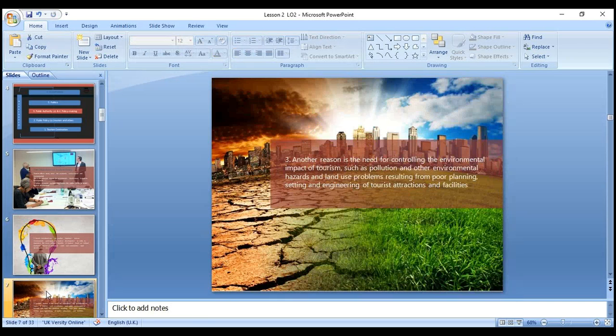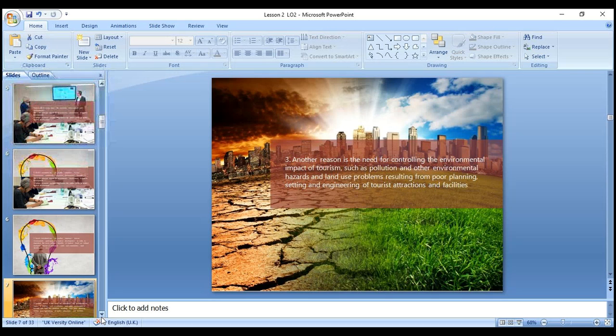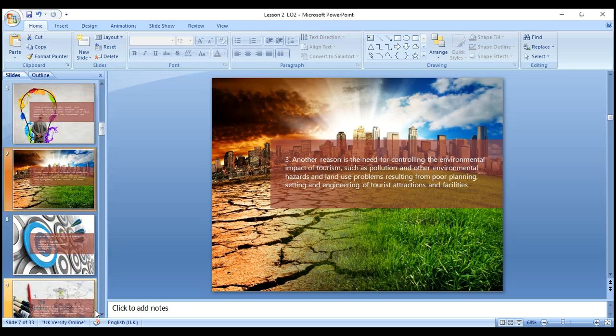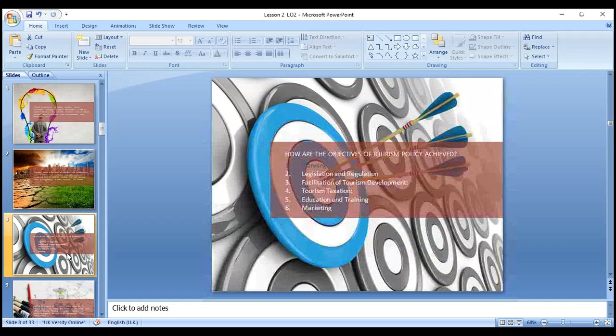Another reason is the need to control environmental impact. There is a lot of legislation from government towards environmental protection. It can impact the overall hotel and tourism industry because their margins can drop. It's a continuous process instead of quickly implementing it, otherwise maybe the industry won't accept it. Then how are the objectives of tourism policy achieved?